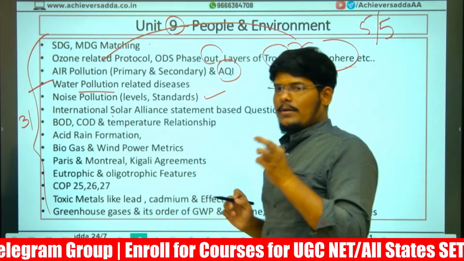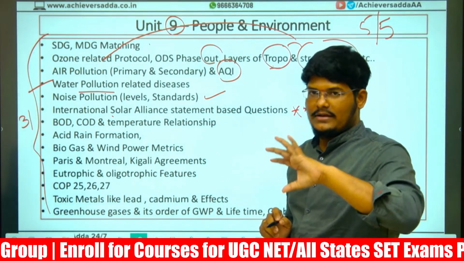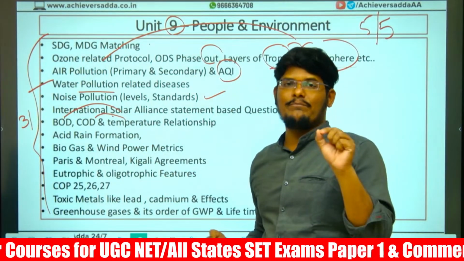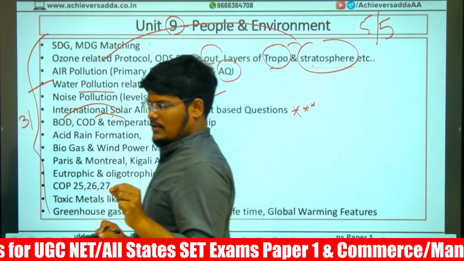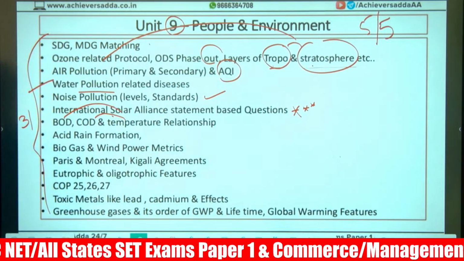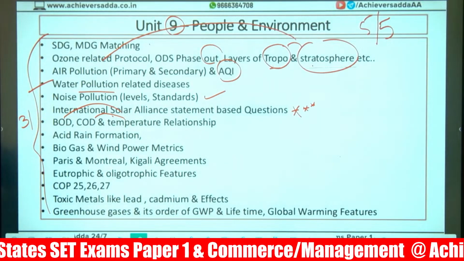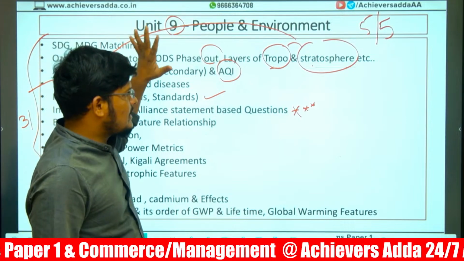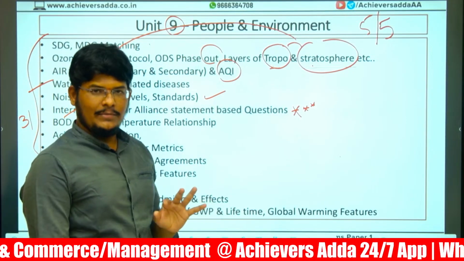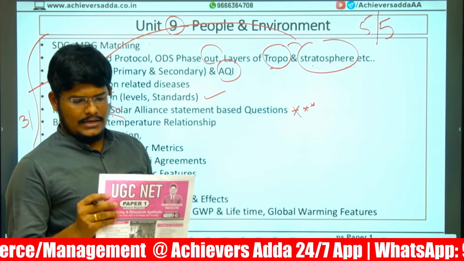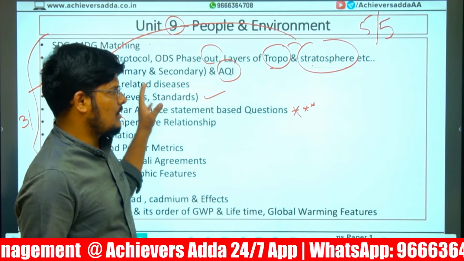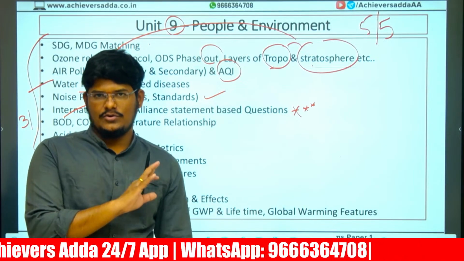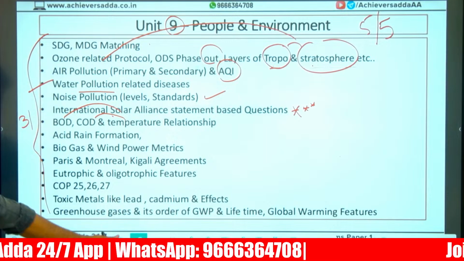BOD, COD, biological oxygen demand, chemical oxygen demand, their differences, their features, and linking BOD and COD with temperature: temperature increases or decreases, right? These topics are covered in the classes and booklet. The booklet may not cover everything; it will cover in a shortcut form. But if you combine the class with the PDF and this booklet, if you follow the revision course class, everything will get covered.